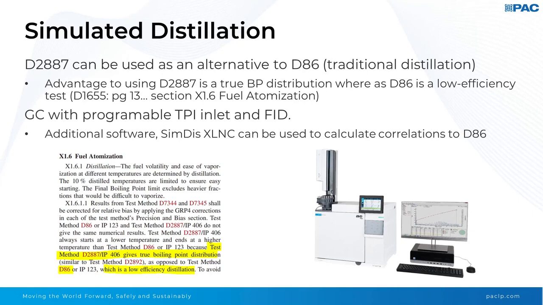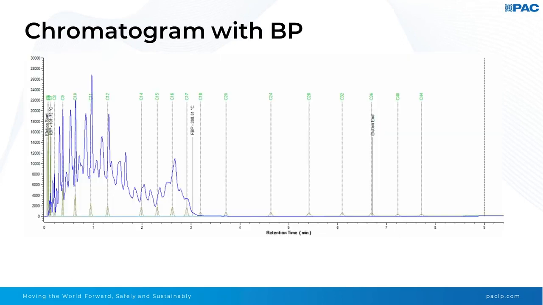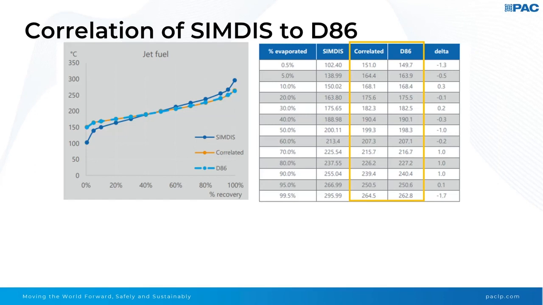Okay, let's look at the actual sample run on SIMDIS. As you can see, the true boiling point data for D2887 and also the correlation data for D86 can be obtained using the same software. So you might have questions: how reliable is the correlation data? So here comes the next slide to explain the correlations of SIMDIS to D86.